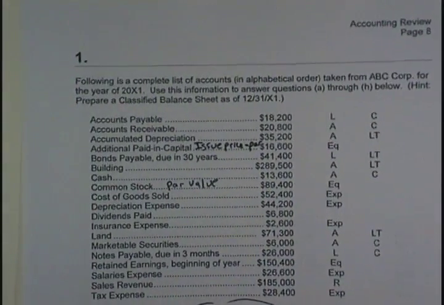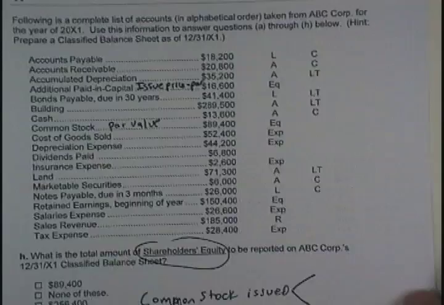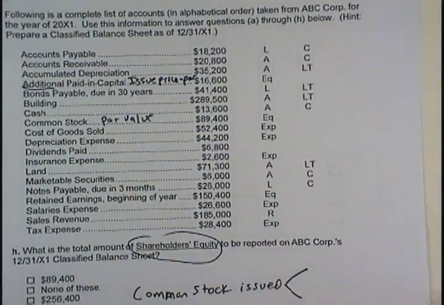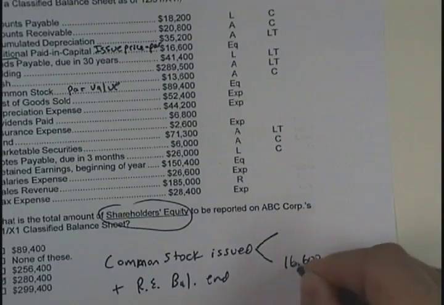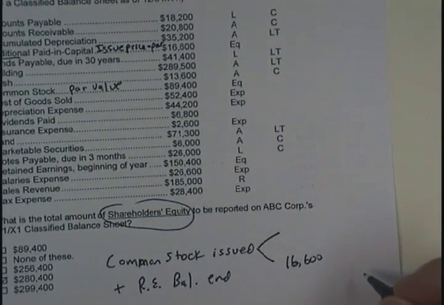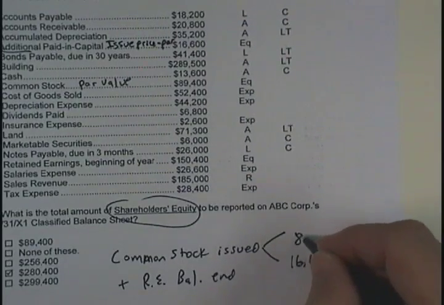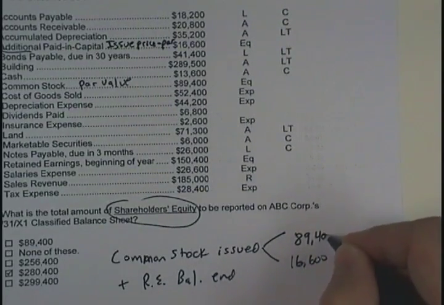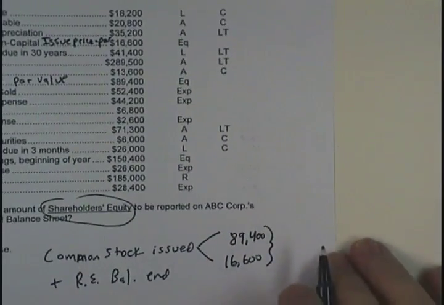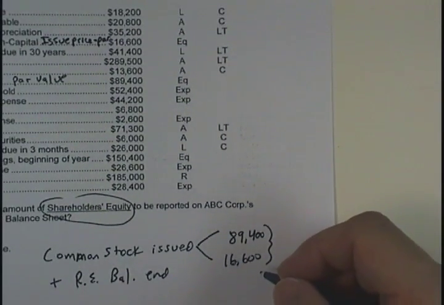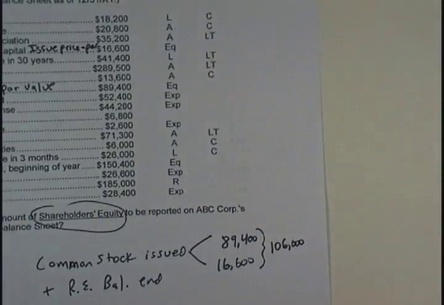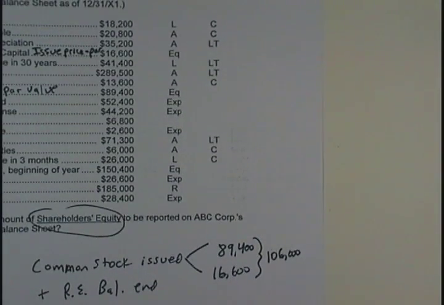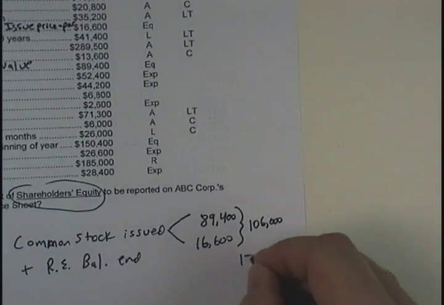Anything in addition to the par value goes into that additional paid-in capital account. So the additional paid-in capital was $16,600. The par value of the stock issued was $89,400. So the total value of stock issued by the end of this year is $106,000. In Part G, we saw that the retained earnings balance at the end of the year is up to $174,400.